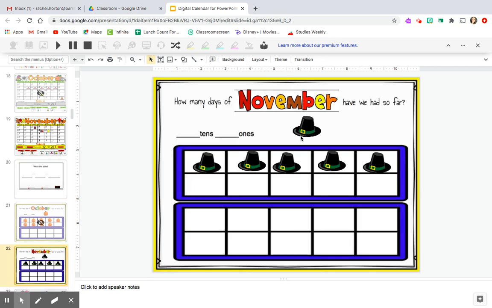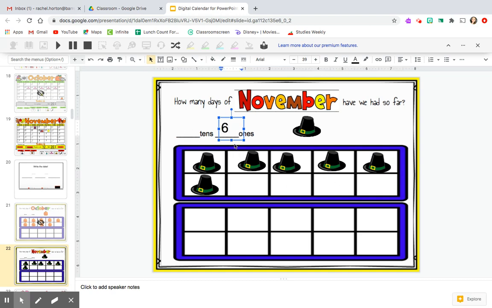All right, let's add another hat. So how many days of November have we had so far in school? 1, 2, 3, 4, 5, 6. So that's still in the ones place. We haven't filled up one of these 10 frames, so we can't go to 10 yet. So it's only 6.